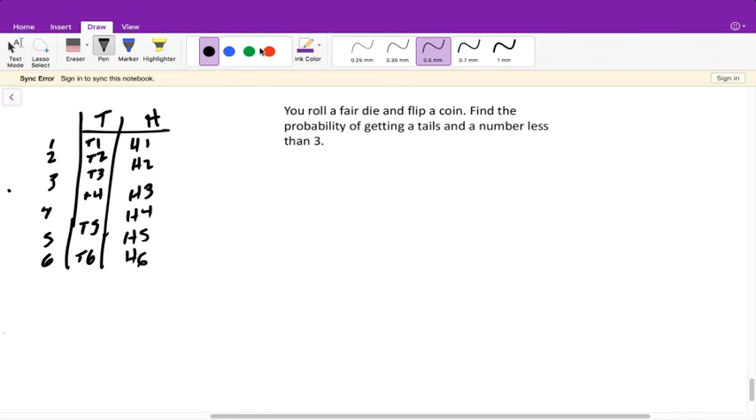So I can count up all these possible outcomes, and I have 12. I have 12 possible outcomes. And then it says, and a number less than 3. Well, all of these numbers are not less than 3. 3 is equal to 3. All these numbers are not less than it, and all of these do not include a tails.